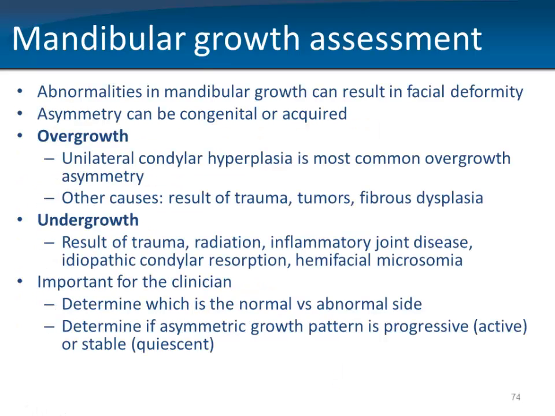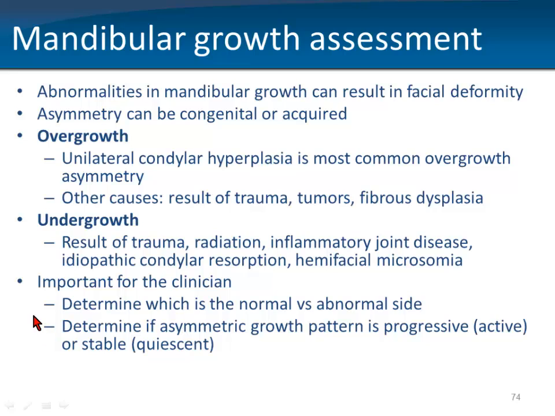So, to conclude my talk, the mandibular growth assessment. Abnormalities in mandibular growth obviously can cause facial deformity, and this asymmetry can be congenital or acquired. And you either have overgrowth or undergrowth, and that is where bone scan comes in. Unilateral condylar hyperplasia is the most common overgrowth asymmetry, and overgrowth can also be caused by trauma, tumors, or fibrous dysplasia. Undergrowth, on the other hand, can result from trauma, radiation, inflammatory joint disease, or hemifacial microsomia.